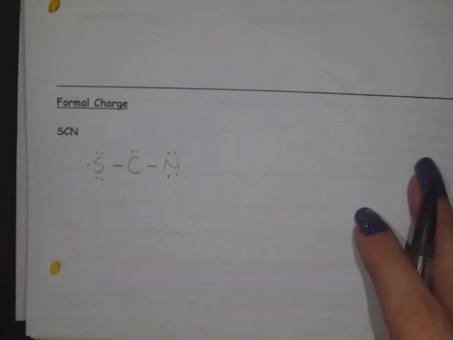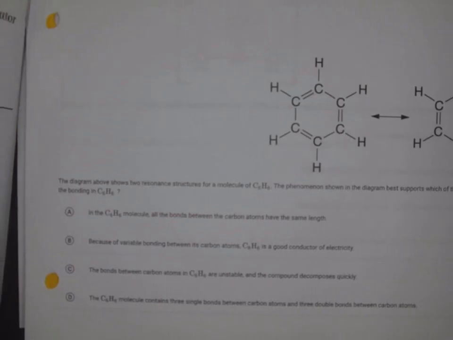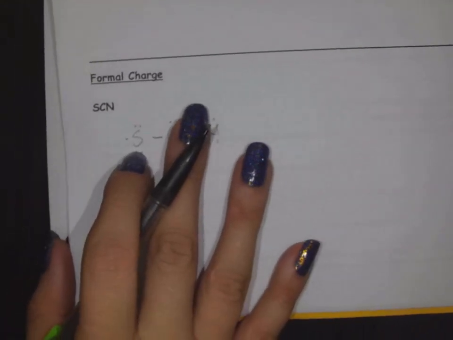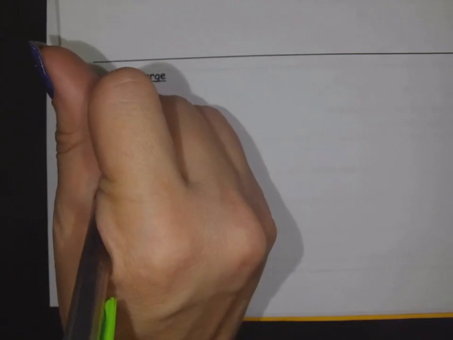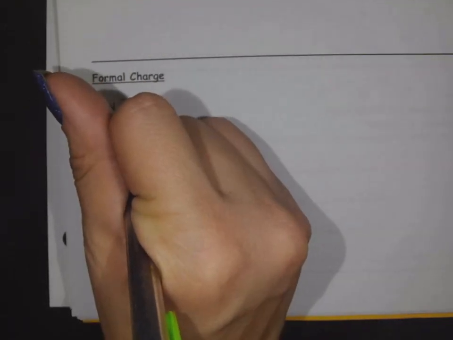I think this was supposed to be SCN minus. Yeah, okay. Will you guys update that? SCN, but then it's going to be a polyatomic. It's going to be an ion. So we're going to do a -1. So we're going to add 1 more electron. I'm going to put that right here.